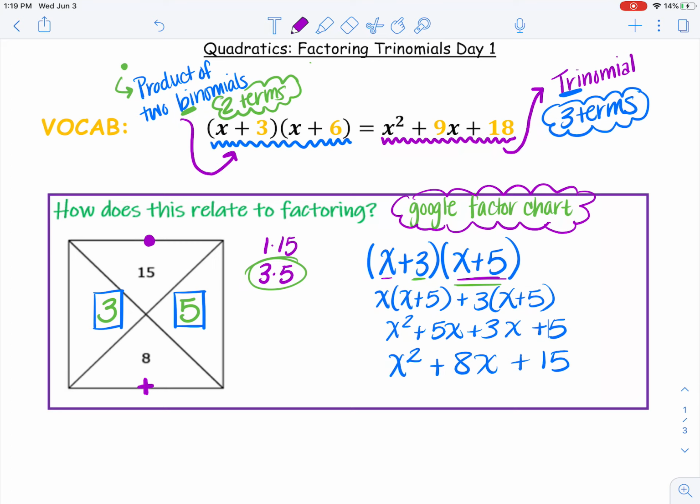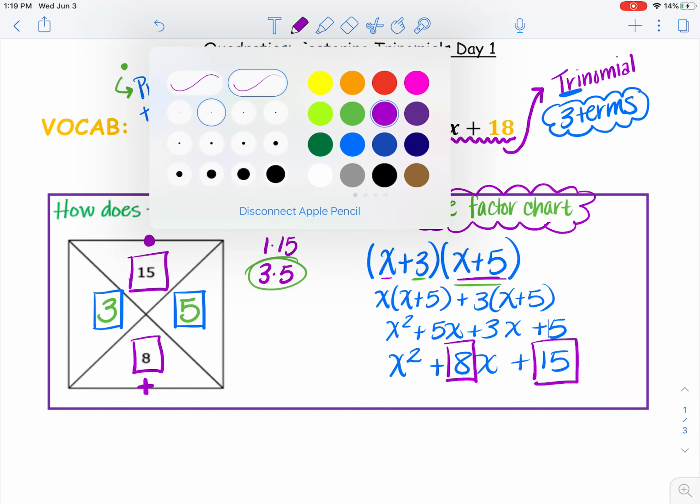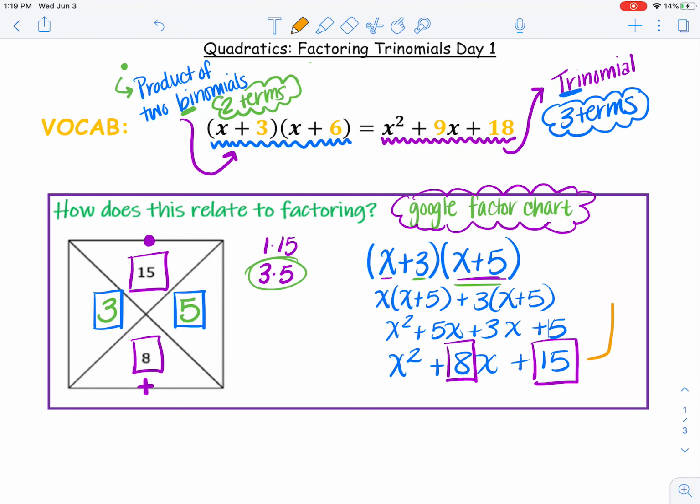Now I'm wondering if you see these lovely numbers, 8 and 15, anywhere else. Well, you got it. They are the top and bottom of our number puzzle. Okay, and that is how our number puzzle actually relates to factoring. So we're going to start at the bottom. We're going to be given this trinomial and we're going to have to work backwards to find the two binomial factors. Okay, so you'll hear me call this the X method.